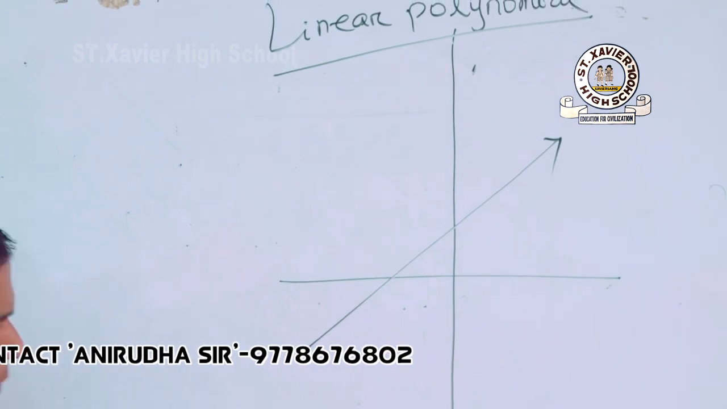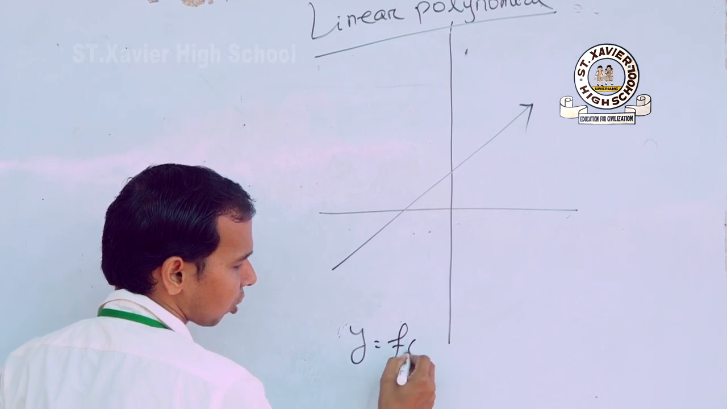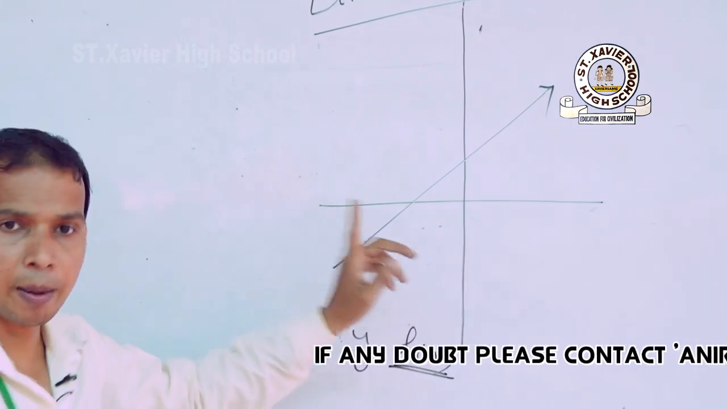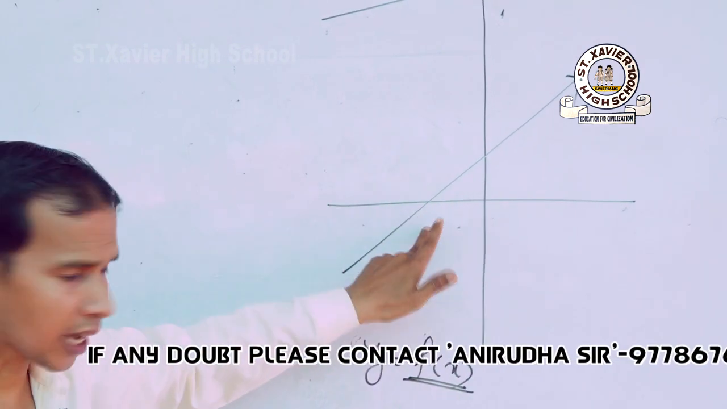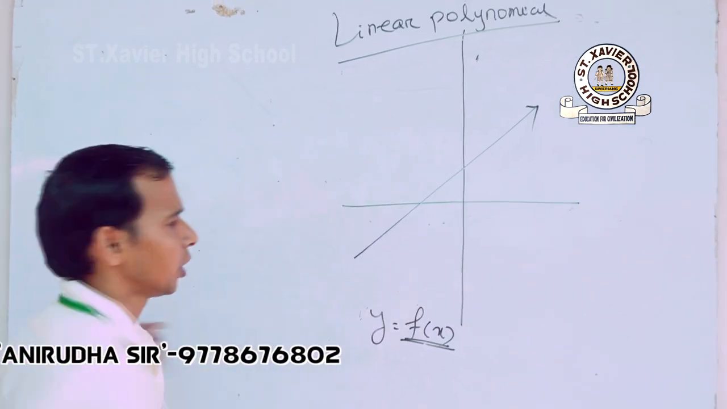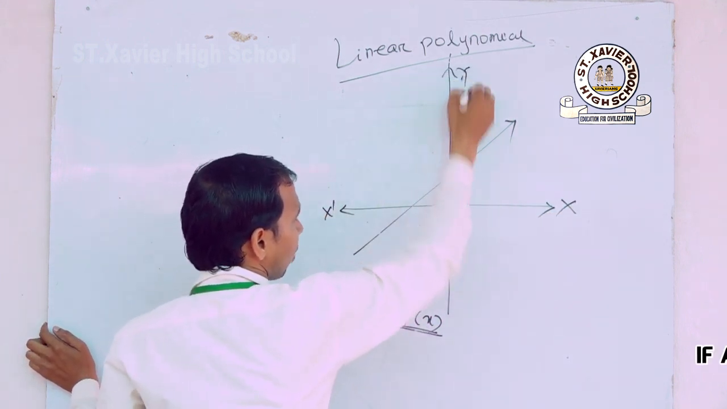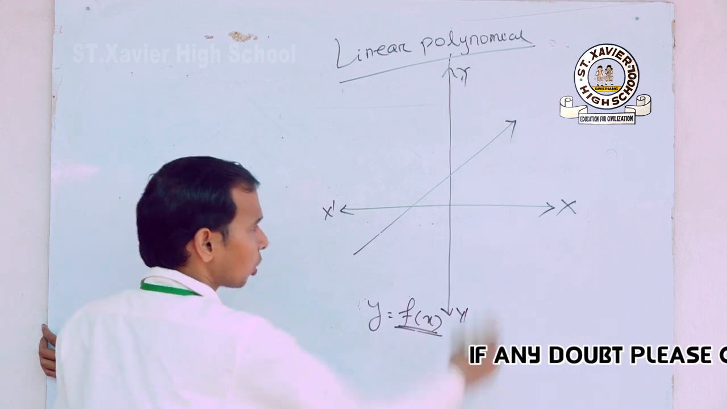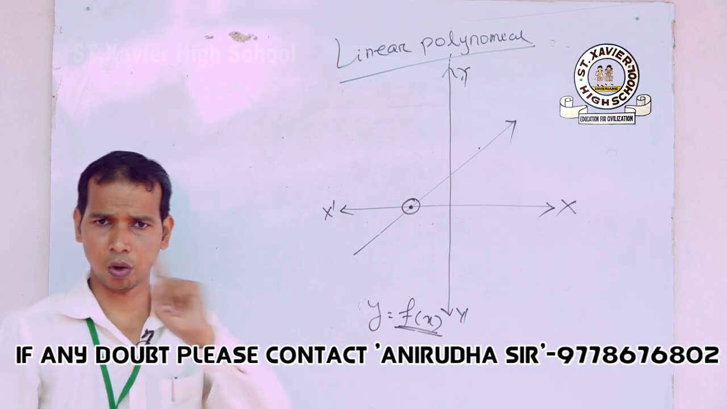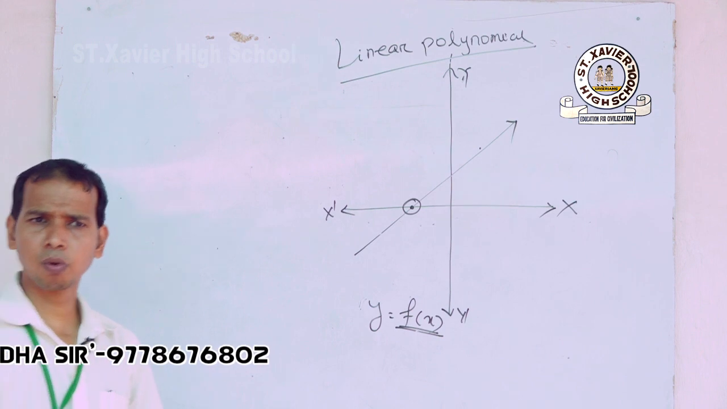Number of zeros. Suppose in this case you have y equal to f of x or p of x, then you only find the number of points where the graph touches the x-axis. Look, here this one is the graph, this one is the x-axis, x dash, this is y dash. So this graph touches the x-axis at how many points? 1 point. So that is the linear polynomial.